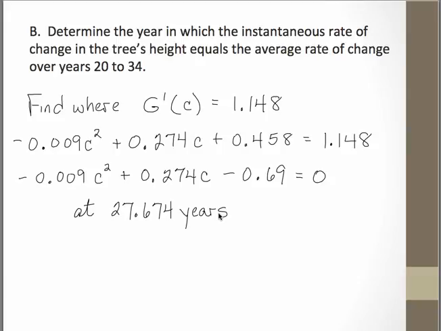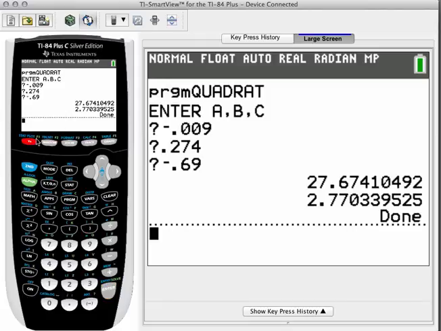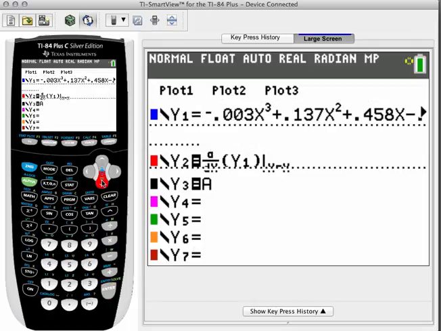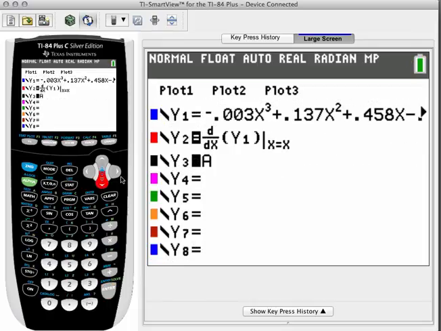All right, so why don't we confirm that graphically just to double check. Let's go back to the calculator and go under y equals. What we want to do is set the derivative equal to that 1.148. Once again, I'm going to turn off my first function. I don't really care what it looks like. y2 is already set up for my derivative, so we're good to go there. Let me change y3 to the 1.148. I'm setting the derivative equal to the 1.148.